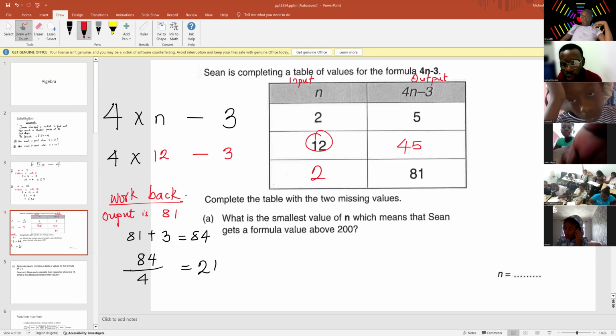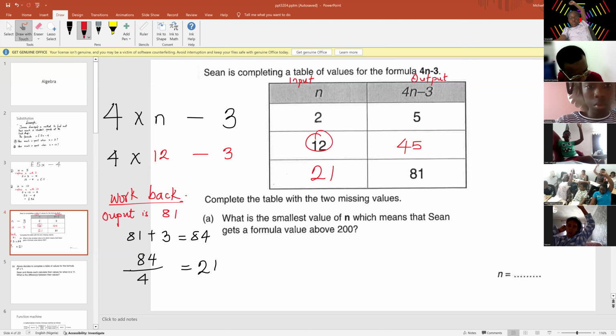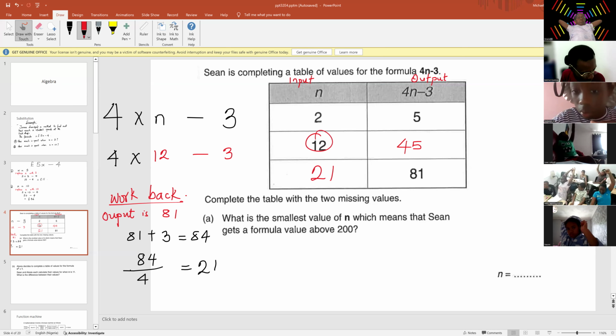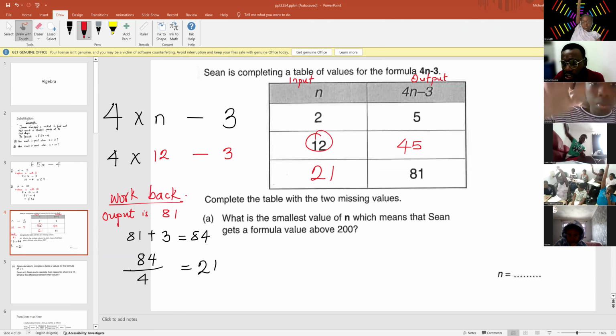How many of you got 21? Isabella, did you get 21? I didn't get the time to work it out. Zoe, you didn't get 21 or you didn't work it out? I didn't work it out. I was still writing the question and I took a lot of time drawing my table. But how many of you understood how to get 21?